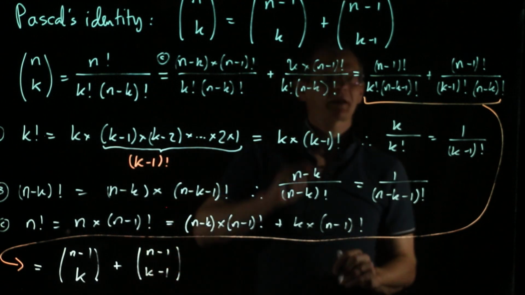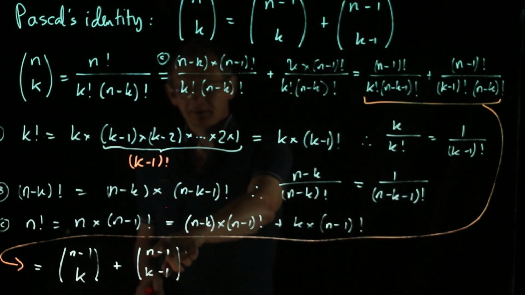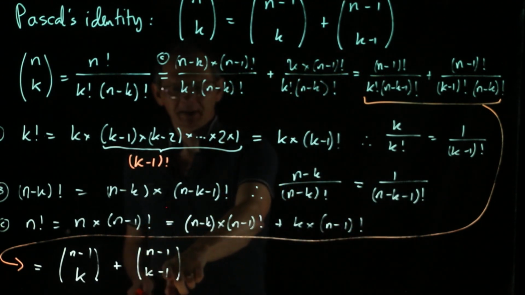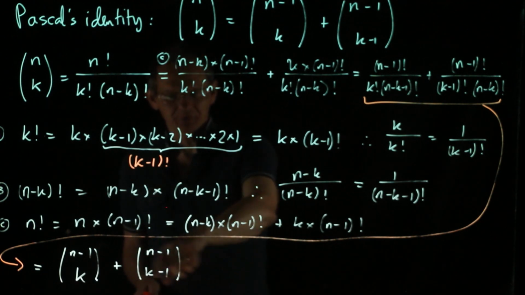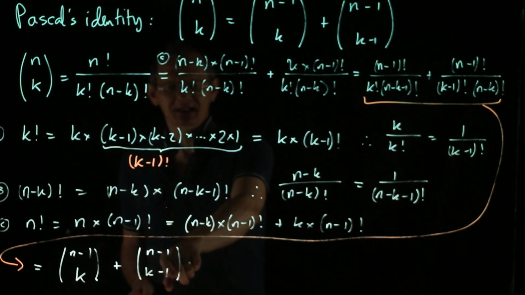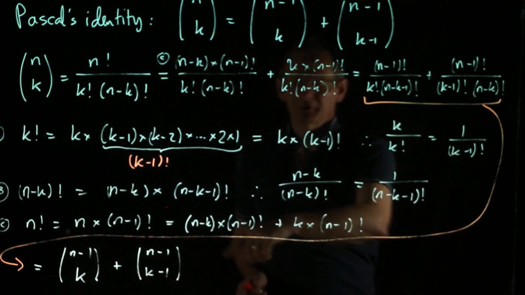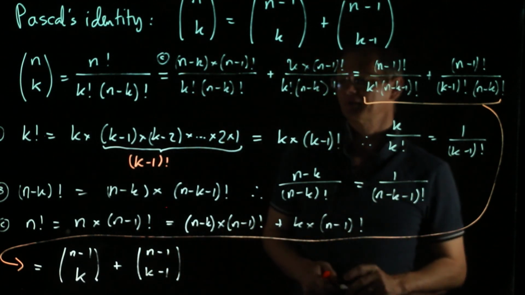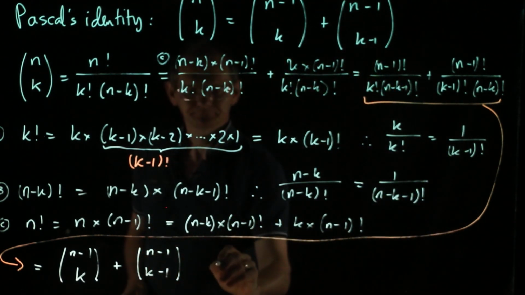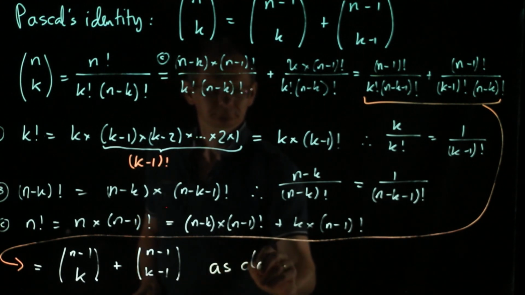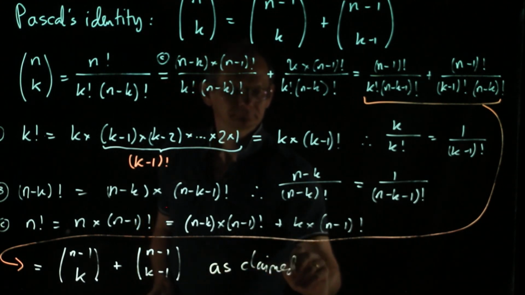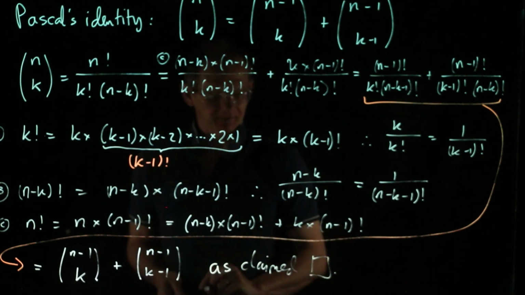So why is this the same thing? Well, notice that here we should have n minus 1 factorial divided by k minus 1 factorial, and then the second factor on the bottom is n minus 1 minus k minus 1 factorial, but n minus 1 minus k minus 1 is the same as n minus k. So that completes our proof.